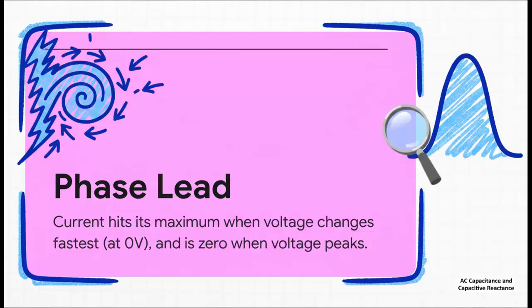And you know what? This actually makes perfect sense when you think about it. When is the rush of electrons going to be the absolute greatest? Well, it's going to be when the voltage is changing the fastest, right? And that happens right as the voltage sine wave is crossing zero. And when does the current stop?